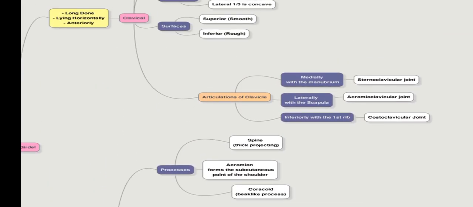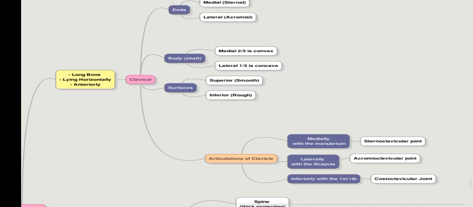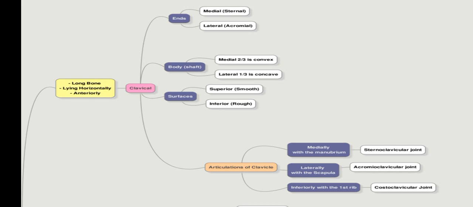Articulation of the clavicle. I told you that medially, the clavicle articulates with the sternum. Which part of the sternum? The manubrium. Laterally, the clavicle articulates with the scapula. Which part of the scapula? The acromion, forming the acromioclavicular joint.